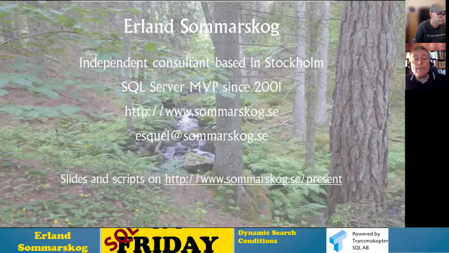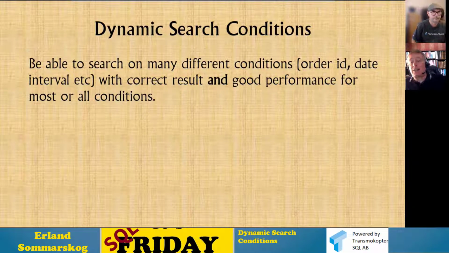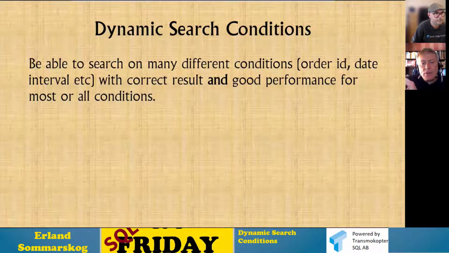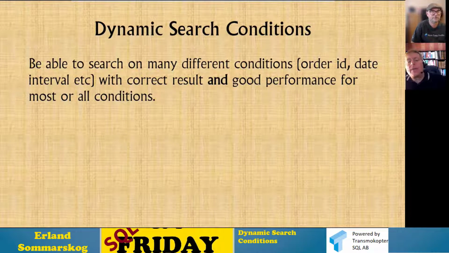So what is this all about? In many databases, the users want to be able to search the data. Let's say we have an order database. They want to find orders based on, of course, the order ID, but it could also be a date interval. It could be some certain product on the order, or a certain customer, or the city the customer comes from, or the customer's shoe size, you name it. And of course, they want correct results for the searches. But not only that, these pesky users also insist on having good performance from basically any condition they throw in. And that is the challenge we're going to tackle today.